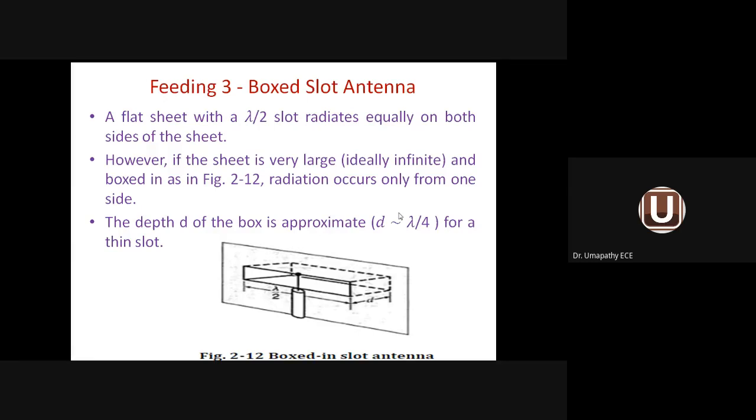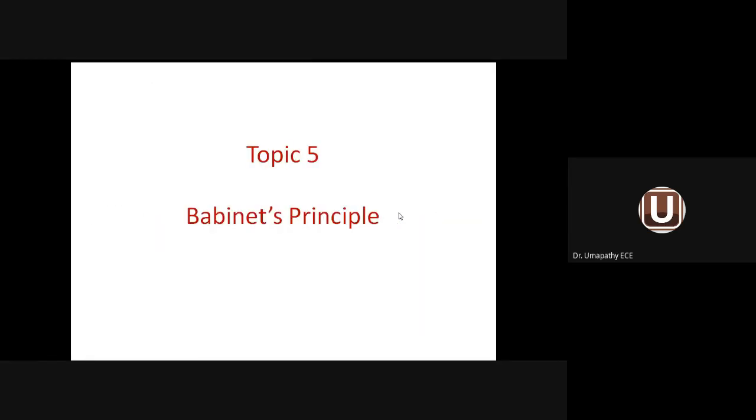Suppose the sheet is found to be very large, I want to put it in a box as shown in the figure. When you put it in a box, radiation occurs on only one side. The depth of the box D should be approximately equal to lambda by 4, and the length of the slot is lambda by 4. So we have seen three feeding methods for the slot antenna. So the topic slot antenna is over.